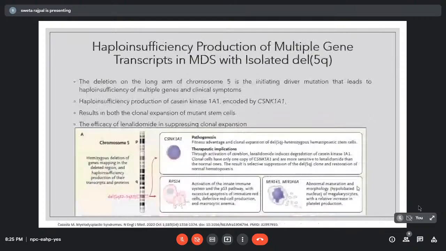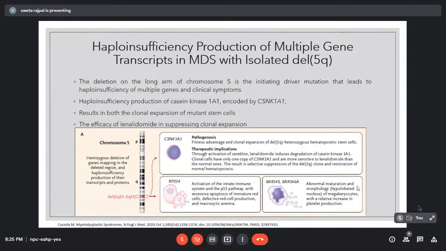So what is the pathogenesis happening in 5q deletion? When there is a 5q deletion, it leads to haploinsufficiency of the production of a certain protein called casein kinase 1A1, which leads to the clonal expansion of the mutant stem cells. So this half production of casein kinase 1A1 leads to the clonal outgrowth, and if you give lenalidomide, it stops this clonal expansion, improves the symptoms of the patient, and leads to restoration of normal hematopoiesis.